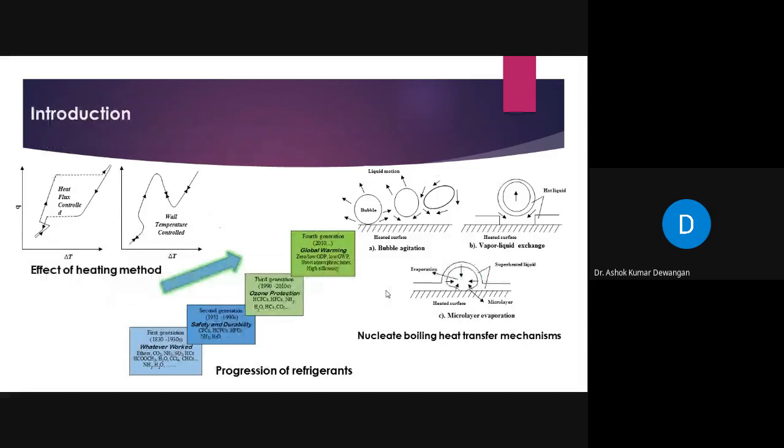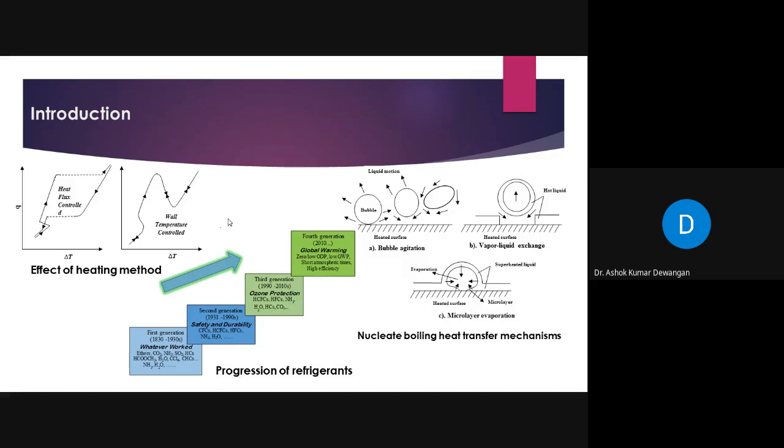Now, when we choose this boiling phenomenon, there are different heating methods available. One heating method is the heat flux control method. Another is the wall temperature control method. But when we do the experiment, controlling the temperature on the surface is very difficult. We can easily control the heat flux by using instruments like power variacs. So during this boiling phenomenon, I am trying to control the heat flux as compared to the temperature.